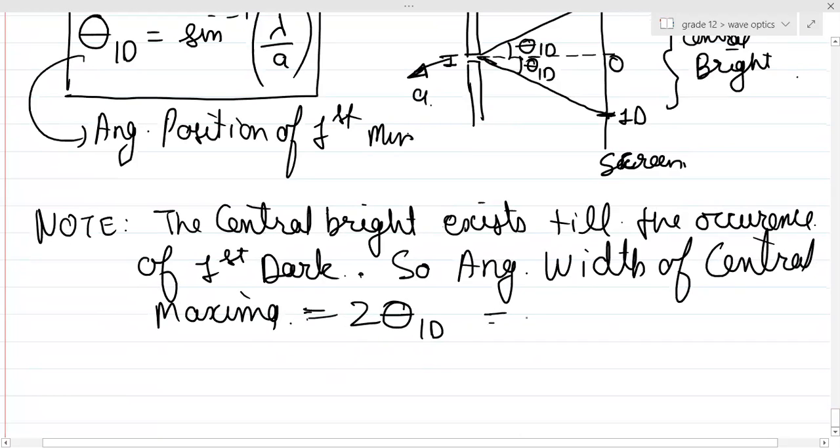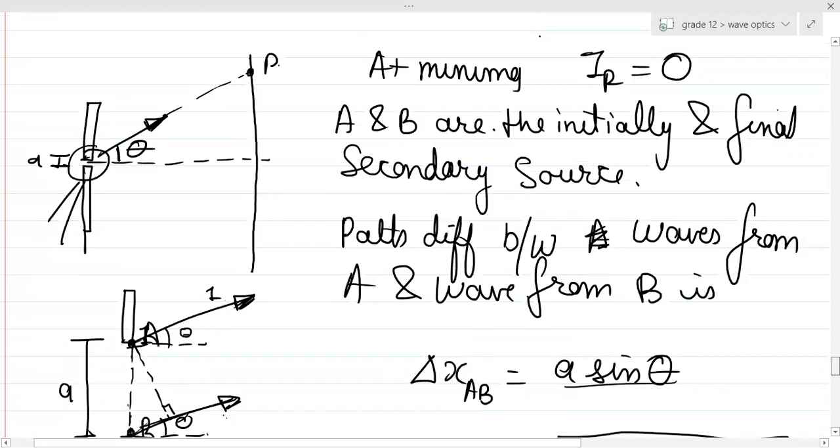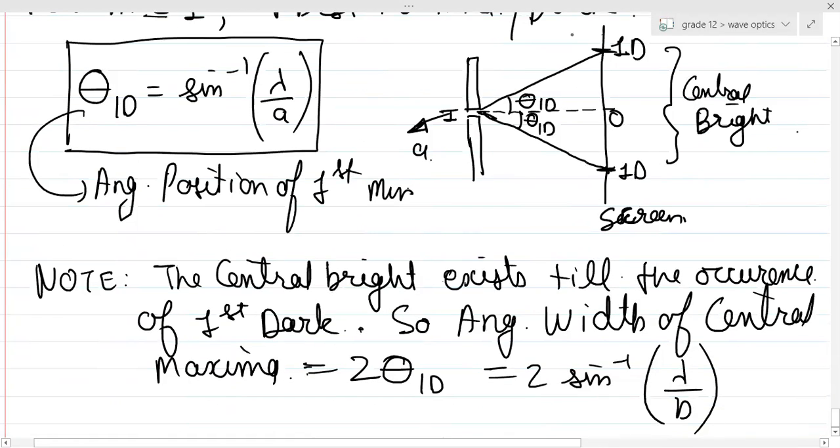Which is basically twice of sine inverse of lambda by b. Is it clear, guys? Is it clear, everyone? Guys, is it clear? Don't worry about the intensities and all. Now I'll show you a diagram in which there is the diffraction pattern and the interference pattern. I will clear both by showing a video from YouTube.